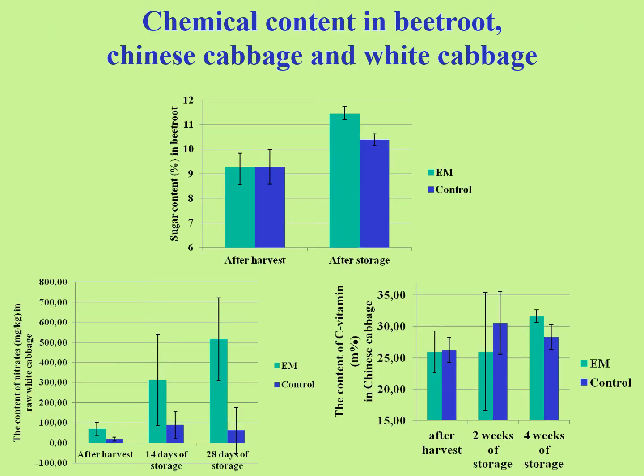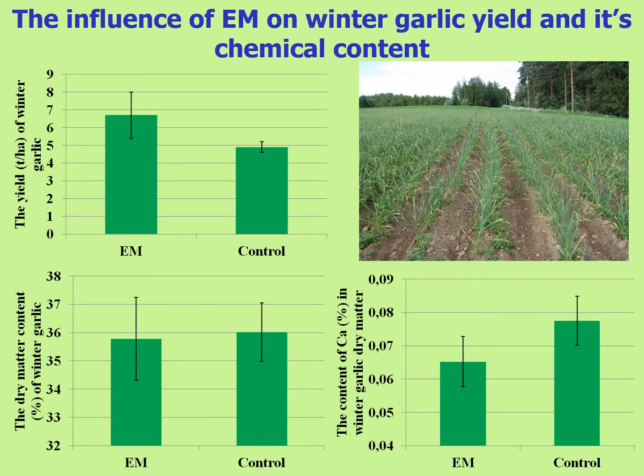Chemical content. Sugar content in beetroot was higher in EM treatment after storage. The content of nitrates was higher after storage in white cabbage, which is not a good sign, and the content of vitamin C was higher after harvest in EM treatment in Chinese cabbage. The influence of EM on winter garlic yield and its chemical content.